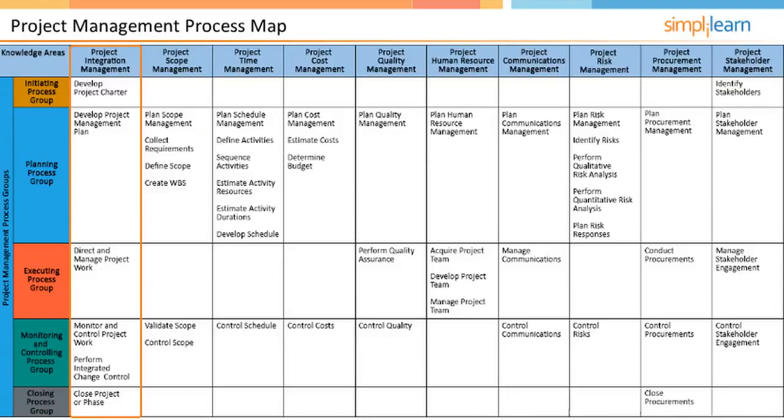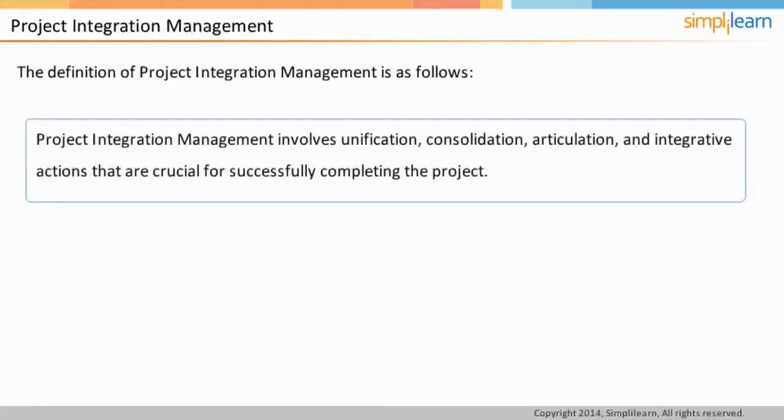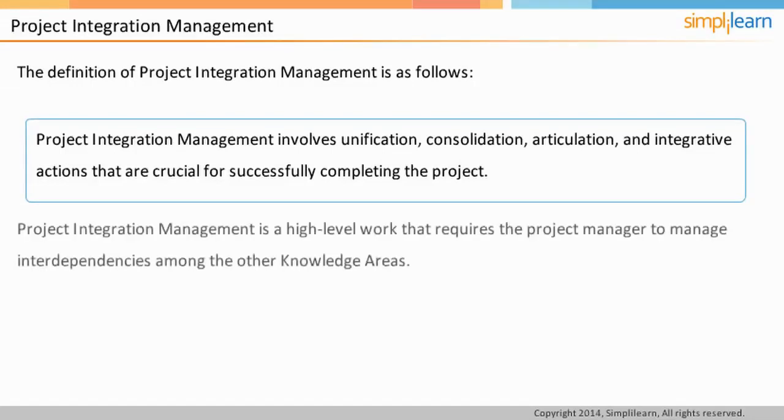Project Integration Management involves unification, consolidation, articulation, and integrative actions that are crucial for successfully completing the project. Project Integration Management is high-level work that the Project Manager does, and it involves managing interdependencies among the other knowledge areas. The other 9 knowledge areas involve detailed work in a specific direction. For example, project cost management deals only with how to manage cost in a project.